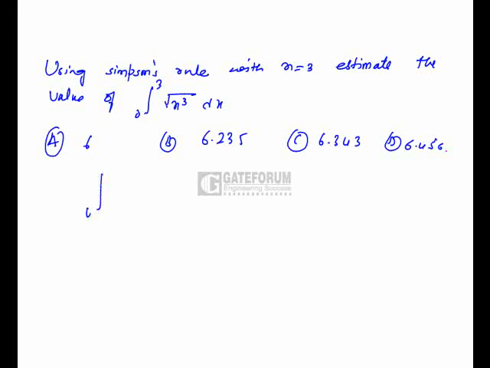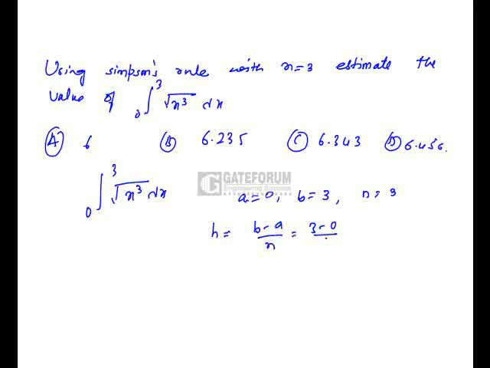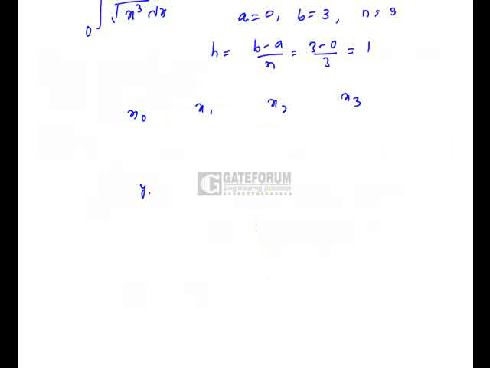We have to evaluate the integral 0 to 3 of root x cube dx by Simpson's rule. Here the lower limit, which is a, is given as 0, and the upper limit is given as 3, and the number of intervals is 3. So h is nothing but b minus a by n, which will be 3 minus 0 by 3, which is 1. Now let us find the values of x0, x1, x2, x3. Similarly, y0, y1, y2 and y3. Let us start from 0.